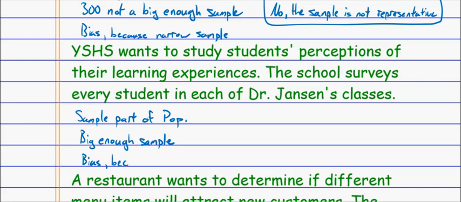Okay. So once again, we're looking at a very narrow section of the population. All right. Of course, they're going to say that, yes, my learning experiences are amazing. They have me. All right. And so it's bias in that sense that we're only looking at a narrow section of the population. So I'm going to say no. The sample is not representative of the overall population.